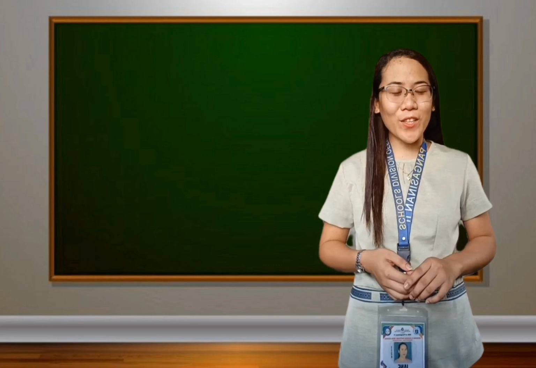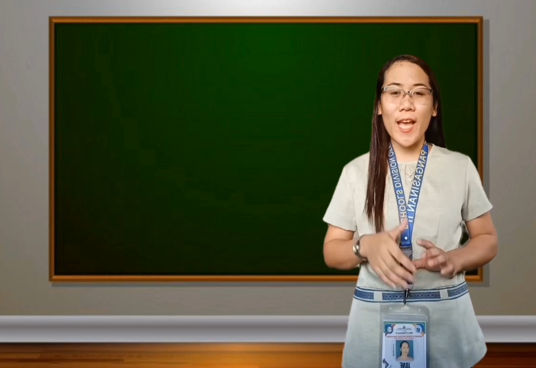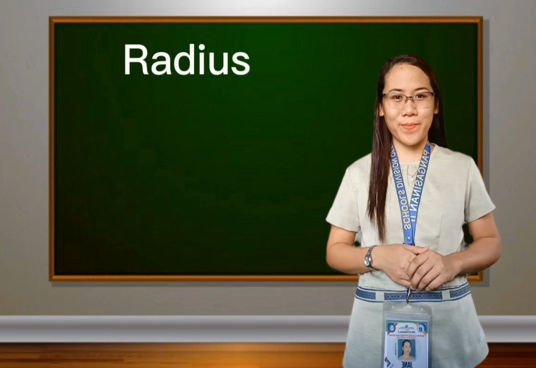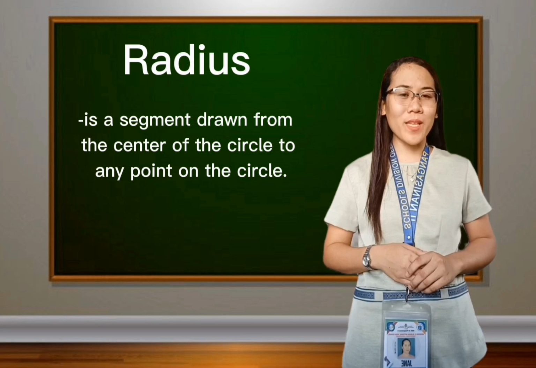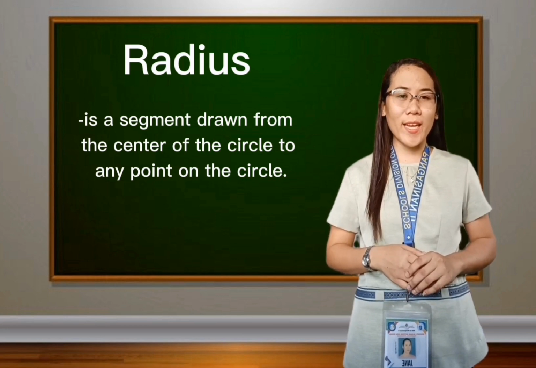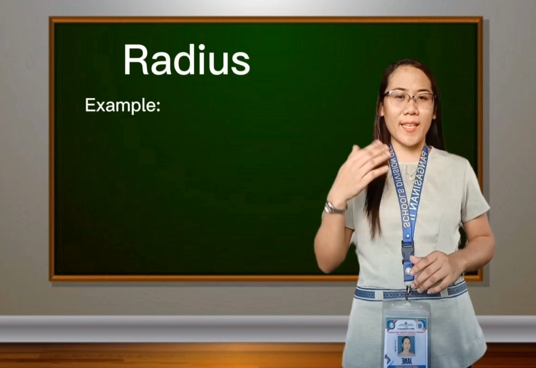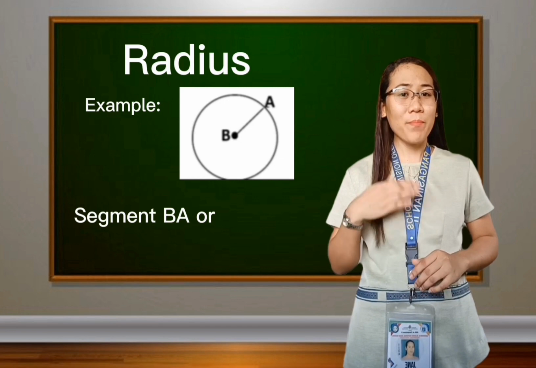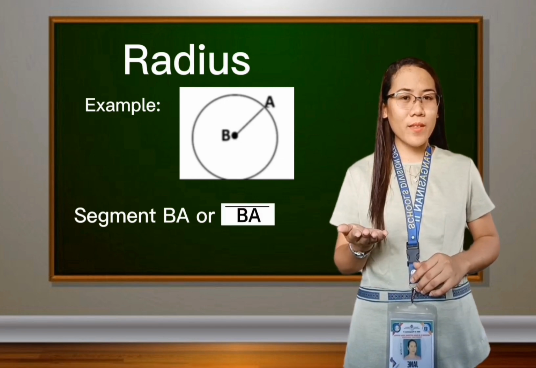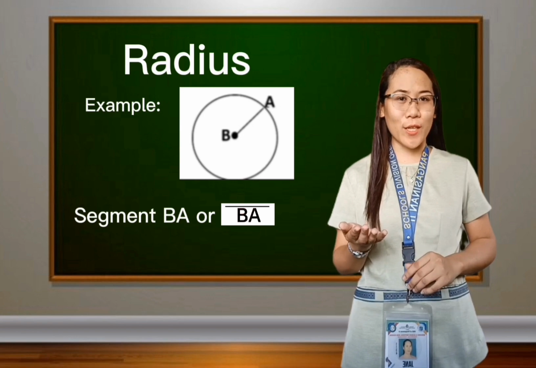Let us take a look at the different terms related to a circle. First is the radius. Radius is a segment drawn from the center of the circle to any point on the circle. Example, in this figure, segment BA, or in symbol, line segment BA, is the radius of the circle.